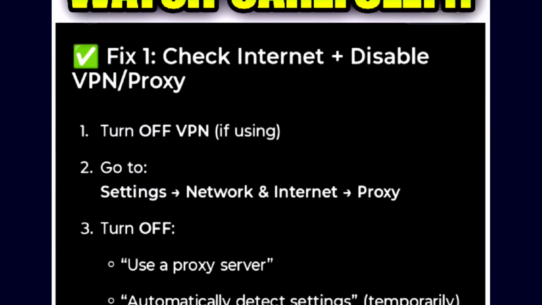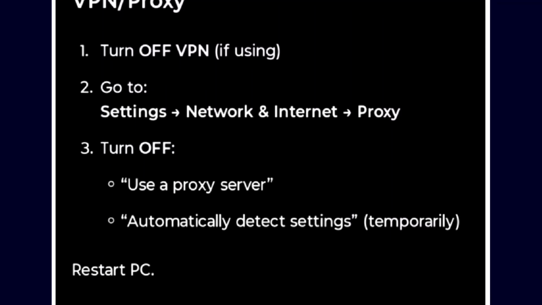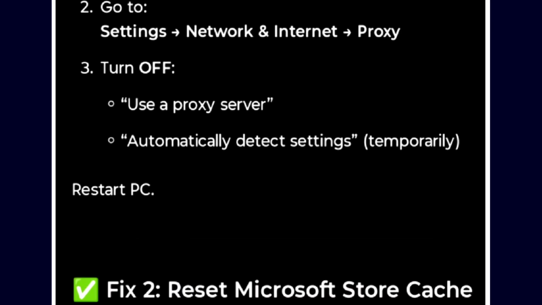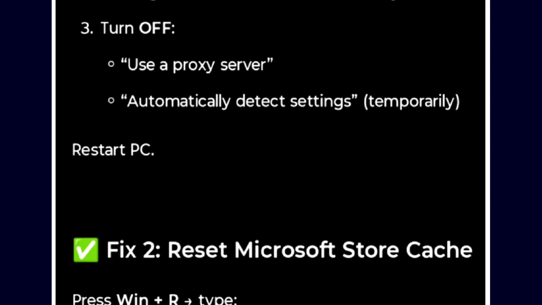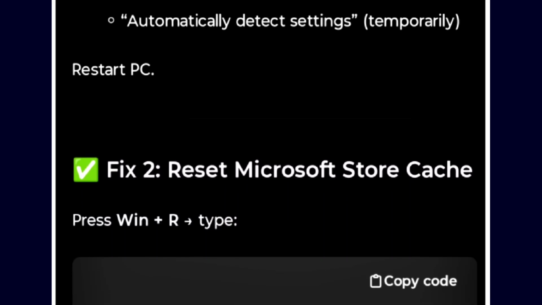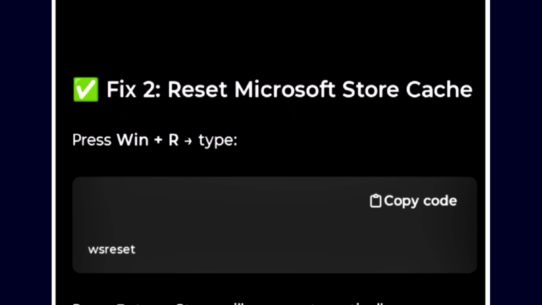Fix 1. Check internet. First turn off VPN, go to Settings, then Network and Internet, then Proxy. Turn off Use a proxy server and Automatically detect settings temporarily. Restart PC. Then Fix 2 is reset Microsoft Store cache.